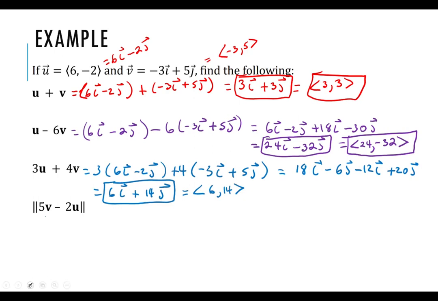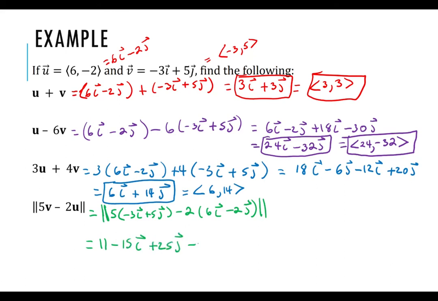Then we need to take the magnitude of 5v minus 2u. Okay, so we're taking the magnitude of 5 times the vector v, where the vector v is negative 3i plus 5j, minus 2 times the vector u, which is 6i minus 2j. These double bars are a little larger. Then distribute our scalars. This is negative 15i plus 25j minus 12i plus 4j.